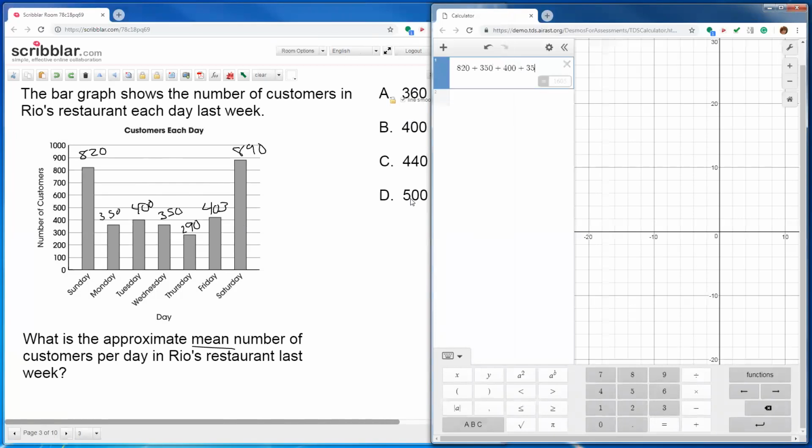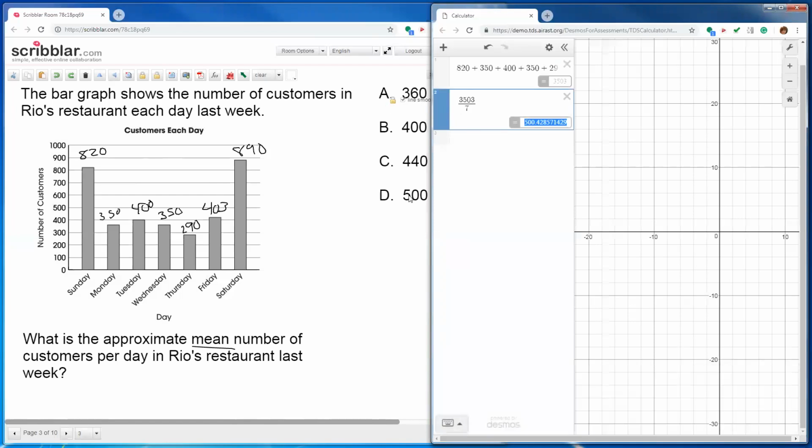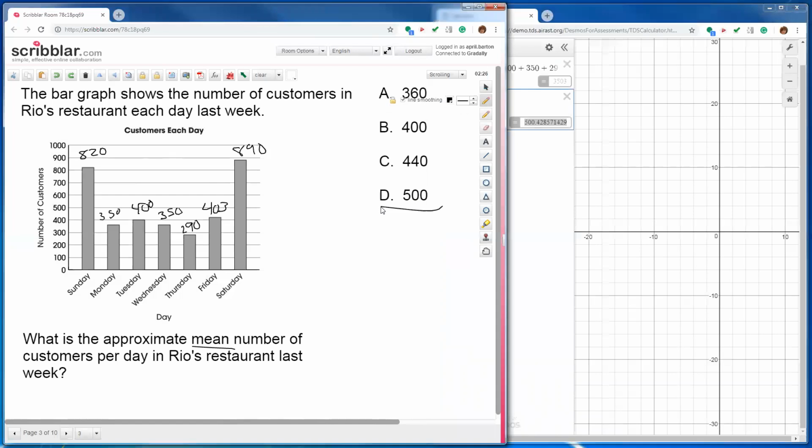Plus 400, plus 350. Notice each time it'll give you the answer until you hit the plus sign again, and then it's like, oh, it's awaiting further instruction. So 3503, and then how much do we divide that by? 7. There's 7 of them. So that's about 500, and we're pretty darn close. There's one answer that's about 500.